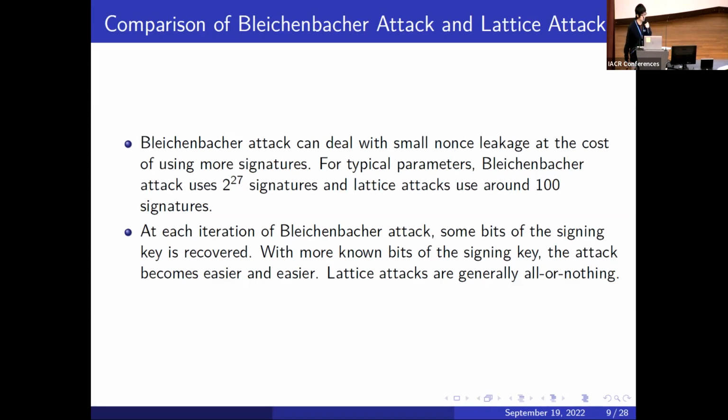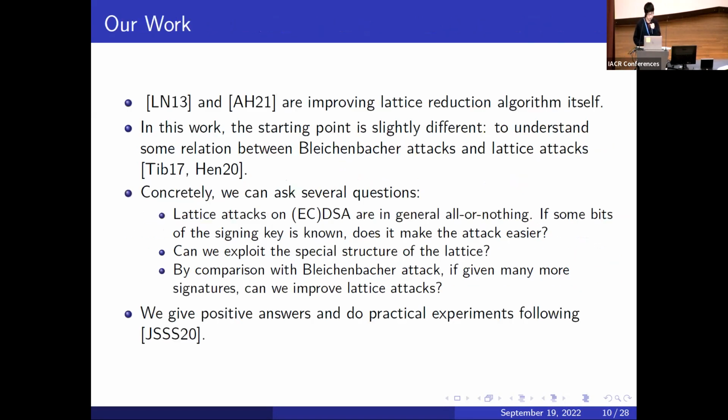With more known bits of the signing key, the attack becomes easier and easier. But lattice attacks are generally all-or-nothing, which means that when you succeed, you get the full signing key, and when you fail, you get nothing. And so Liu, Wing and Aranha, and Heninger aimed at improving the lattice reduction algorithm itself.